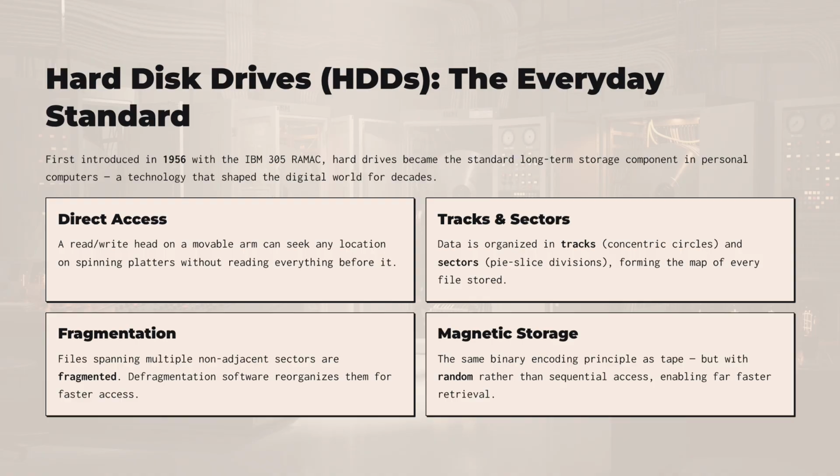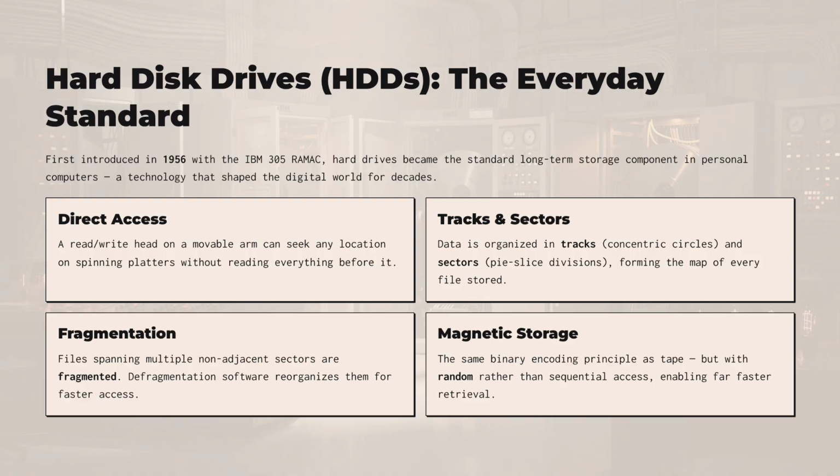Data is organized on platters in concentric circles called tracks, which are divided into sectors. Each sector holds 512 bytes. A phenomenon called fragmentation occurs when a file's data is written across non-contiguous sectors rather than in one continuous block. Defragmentation software addresses this by reorganizing data so that file components are stored adjacently, improving access speed.